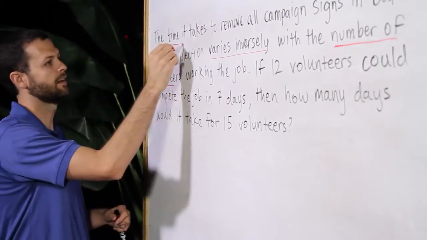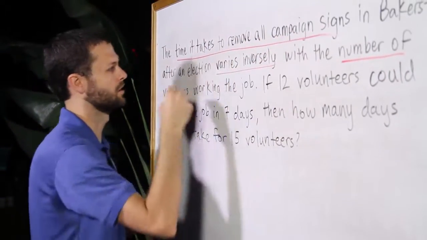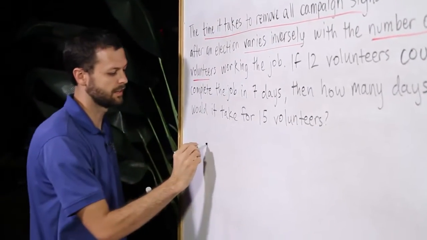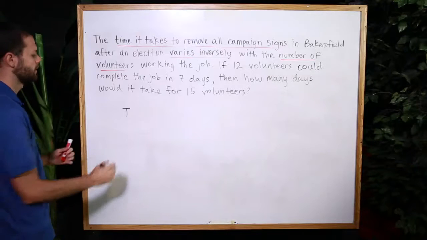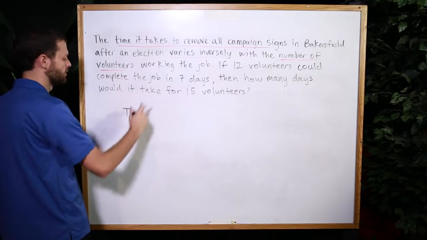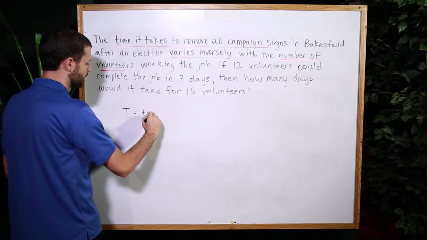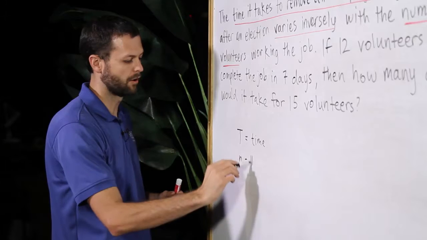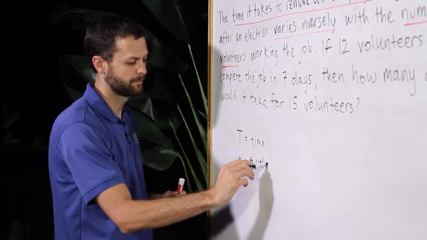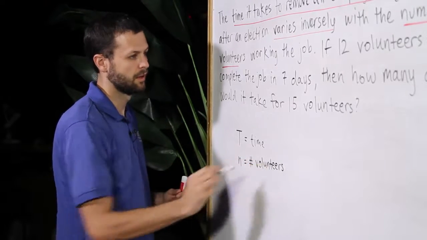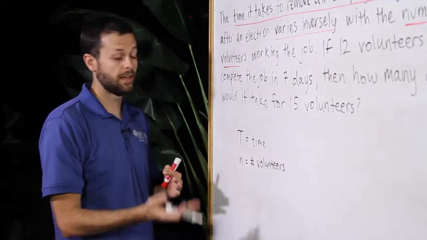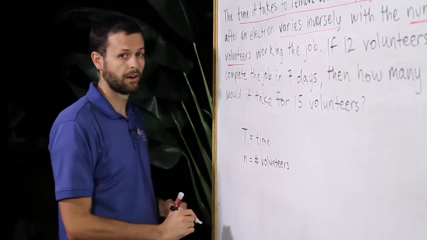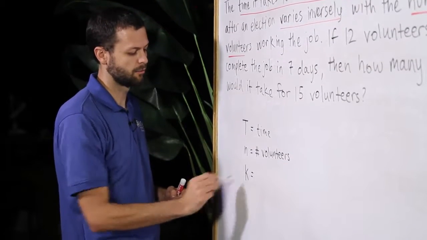And the time it takes to remove all campaign signs, or just time, if you will. So to represent time, I'm going to use T. And to represent the number of volunteers, I'm going to use N. So T is time, just to remind myself, and N is the number of volunteers. Okay? In any inverse variation problem, like I was saying before, you have what's called a constant of variation. In this case, I'll call it K.